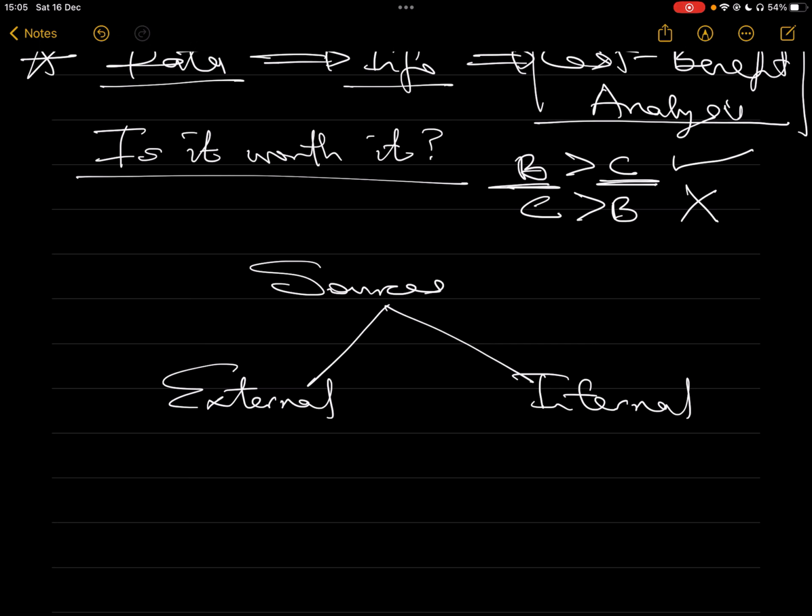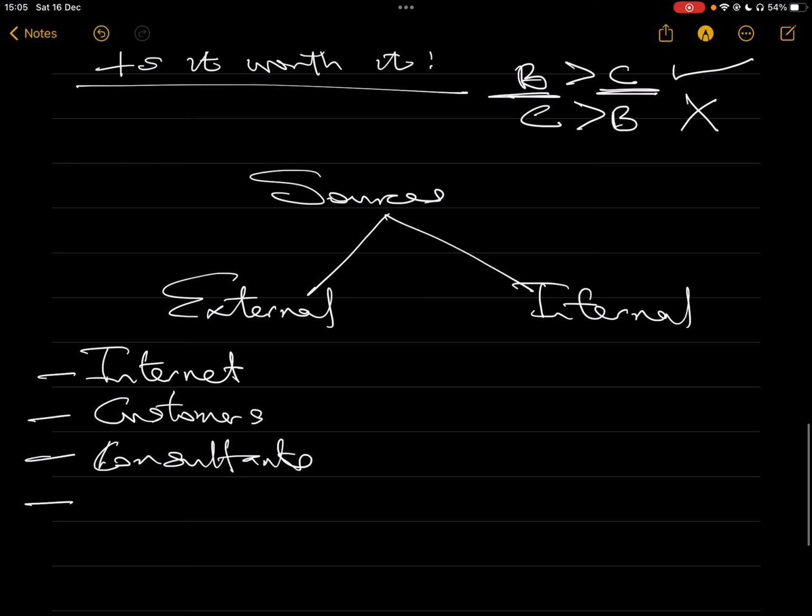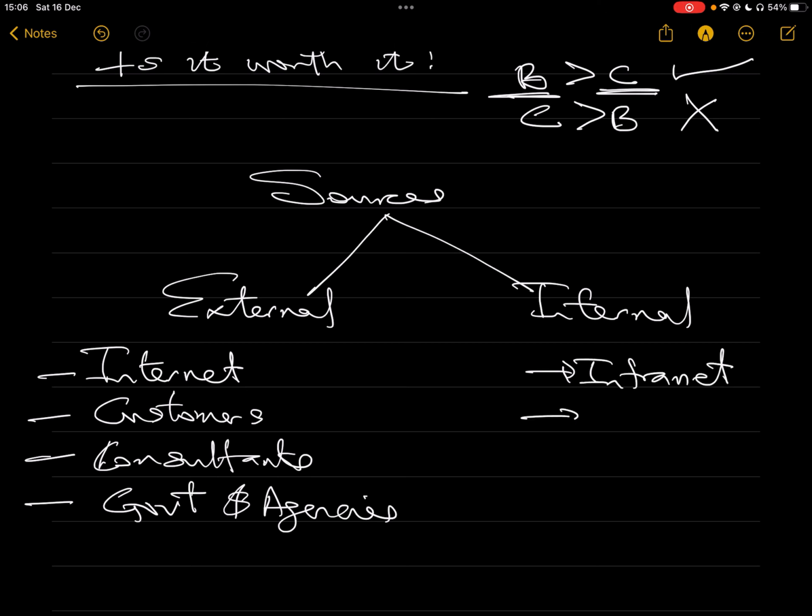Now, where can we get information? We can get it from external to the organization, which is usually through the internet. You can get it from customers. You can get it from consultants. You can get it from even government and agencies. Different places where you can get information. And for internal, you can get it from the intranet. You can get it from management themselves, who provide information. You can get it from your financial statements.